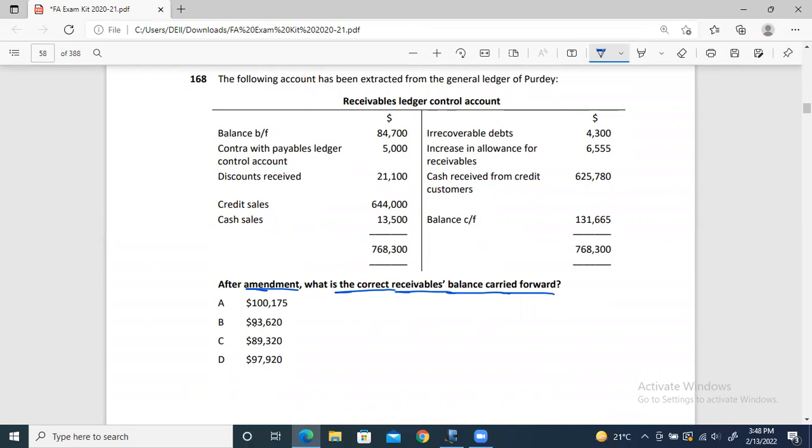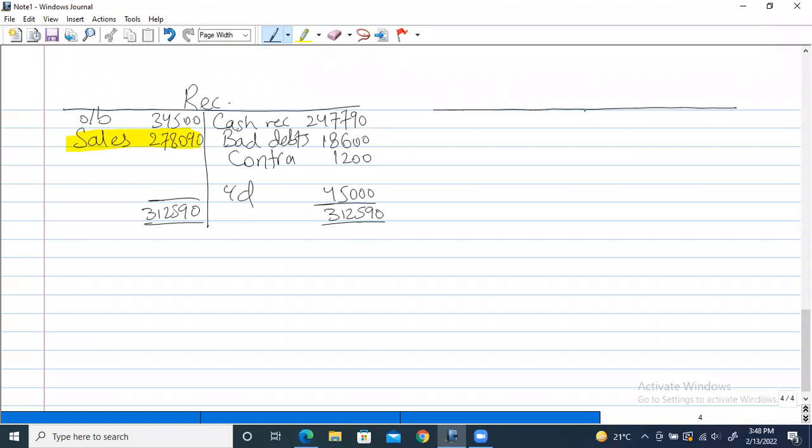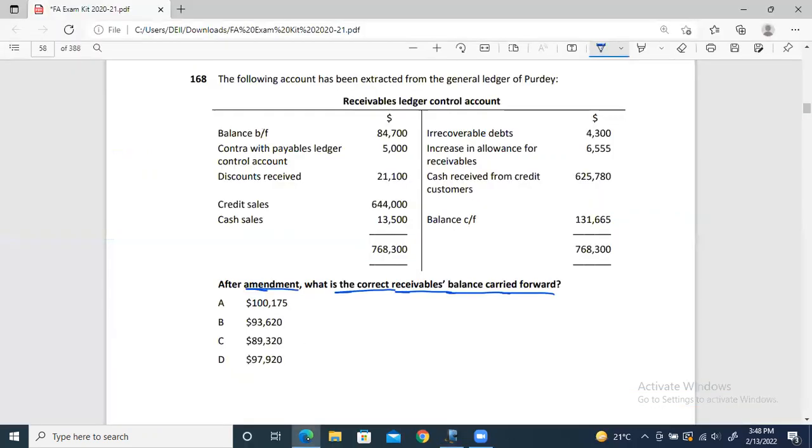So they're asking us to calculate the correct closing balance of this account, and you can clearly see that the amounts are written on the wrong side. So this also tests the concept of the receivables. Let's make a receivables account over here. Opening, closing. Let's write the figures first. Cash received, sales, contra, then bad debts. Then we'll write the extra things.